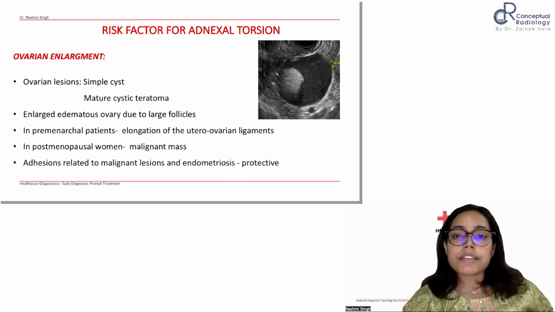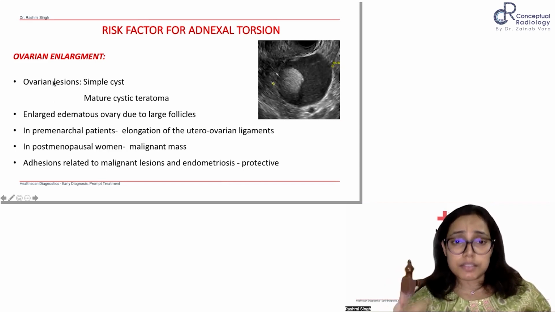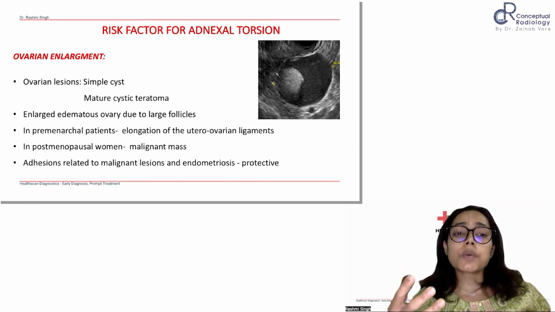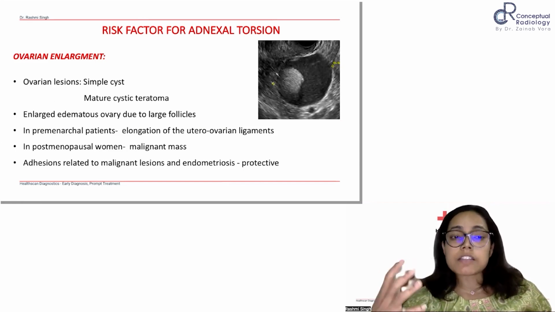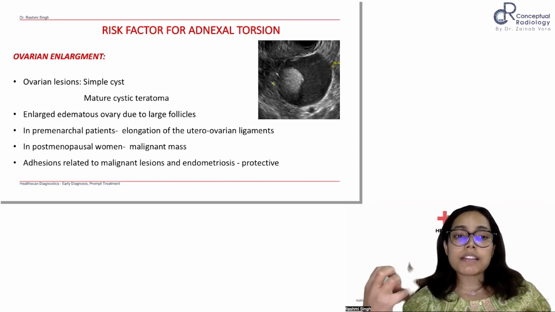So what are the risk factors for adnexal torsion? You should be aware of them, because there has to be a certain risk factor that acts as a lead point around which the pedicle gets twisted. These risk factors include factors which cause an increase in ovarian size, what we call ovarian enlargement.